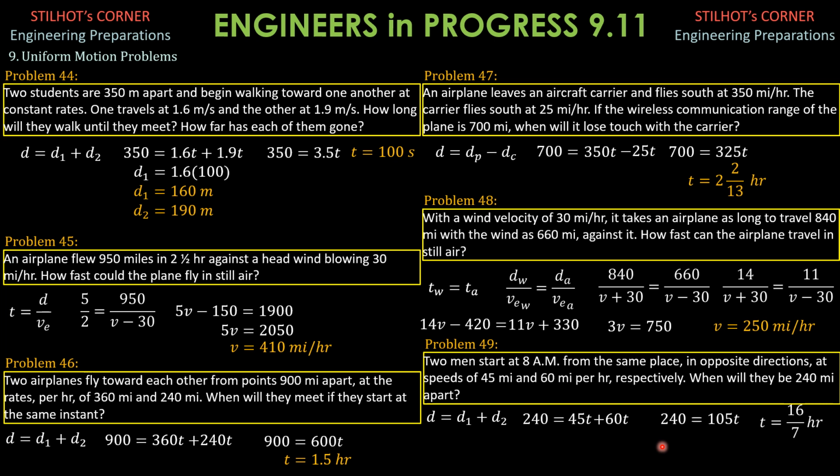So 14 over 7 is 2. Then there is an excess of 2, so that's 2 and 2 over 7 hours. Then expressing the 2 over 7 hours in minutes, so 2 over 7 times 60, that's 17 and 1 over 7 minutes. So add this to 8 a.m. So 8 plus 2 is 10 a.m. So 10, 17, and 1 over 7. The time that they will be 240 miles apart.